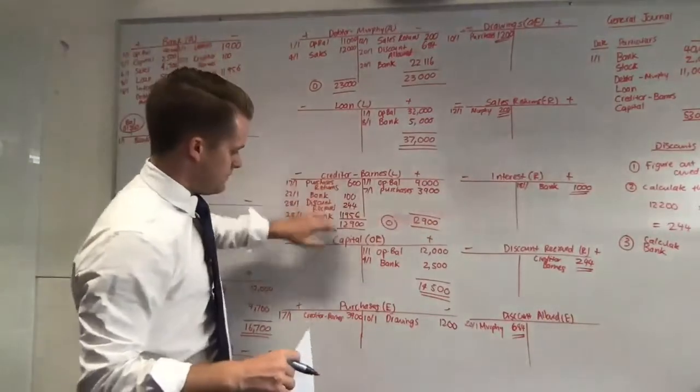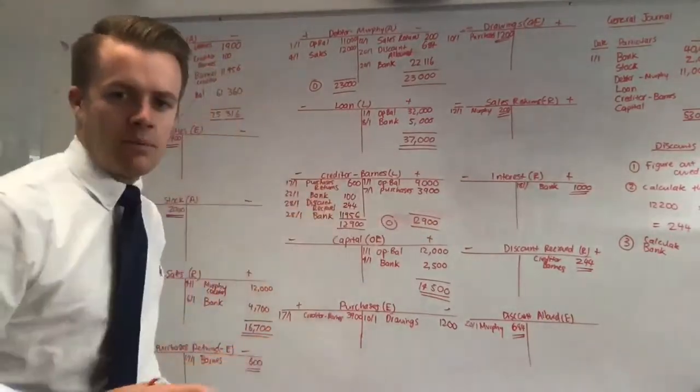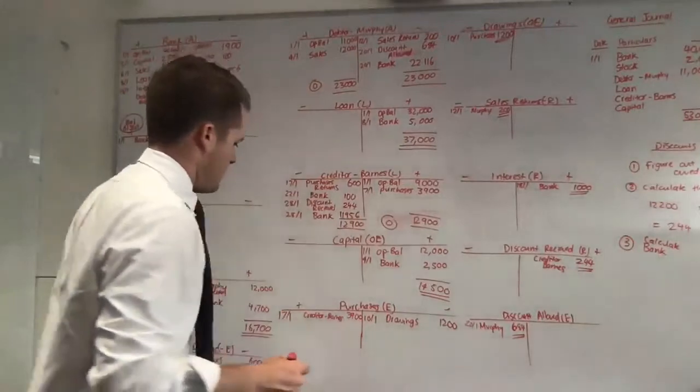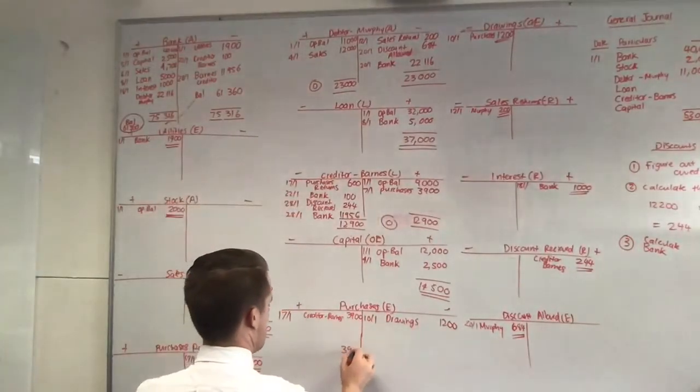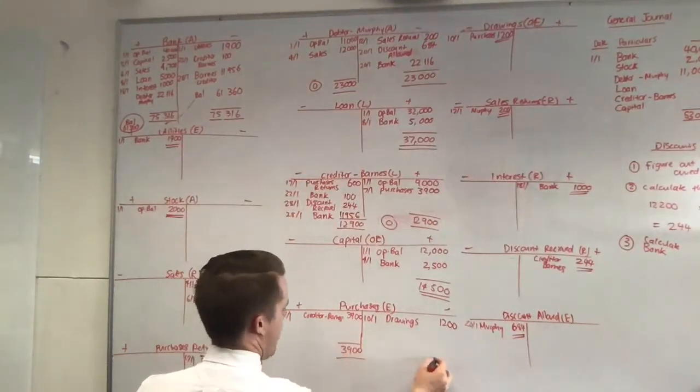Keep making our way down. Okay, so now we've got purchases at the bottom. So again, add up the largest side. In this case, it's the left-hand side, carry it across.